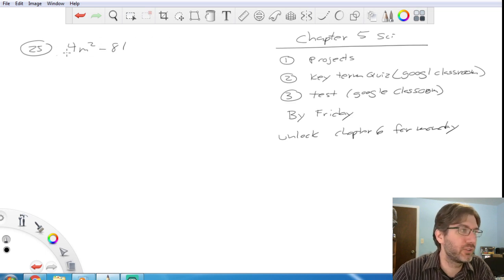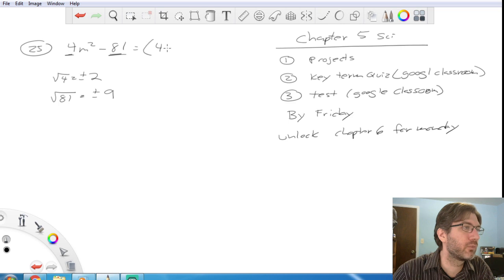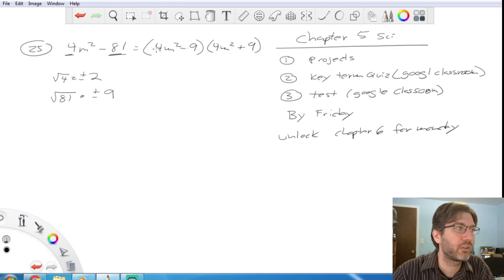So what you're going to do is find the square root of both your terms. So the square root of 4 equals plus or minus 2, and the square root of 81 equals plus or minus 9. And then you just write it in the right form. 4m squared minus 9 and 4m squared plus 9. And if you factored it, you'd find that things were canceling and you'd get that.